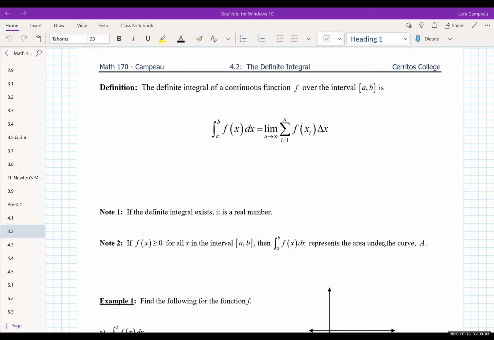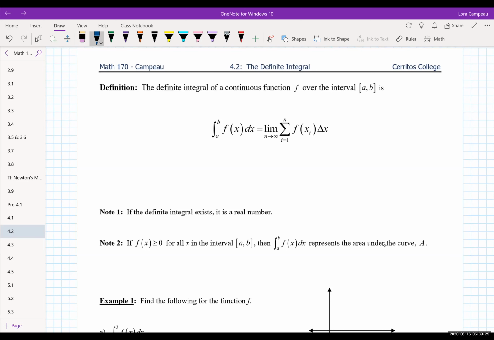by the notation the integral of f of x with respect to x on [a, b] equals the limit as n approaches infinity of the summation of f of x_i times delta x. And if you remember just a little bit, that should look pretty familiar.